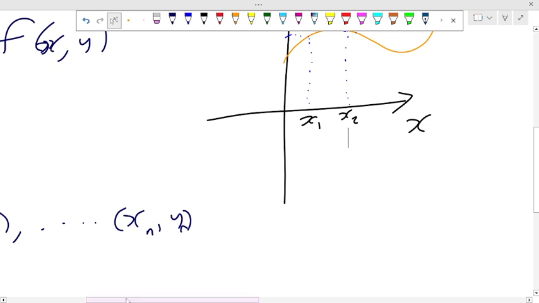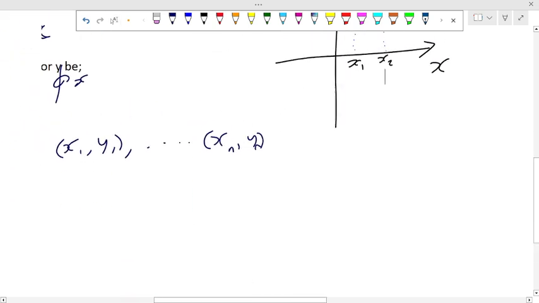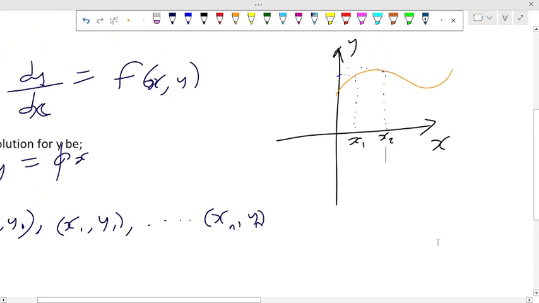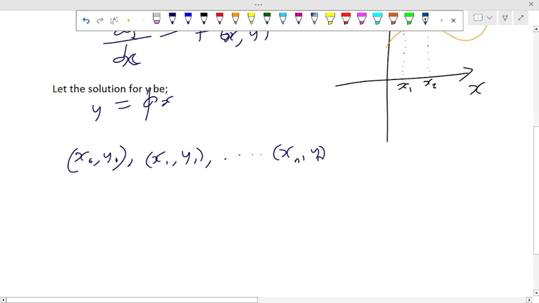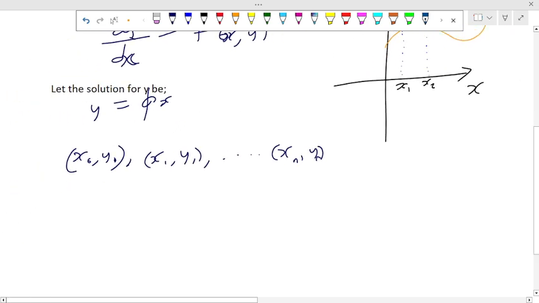Something to note. While this is x1, this will be y1. While this is x2, this will be y2. So they are just different points. This point is referred to as x1, y1. They are just points in the curve. That's what you have to bear in mind.